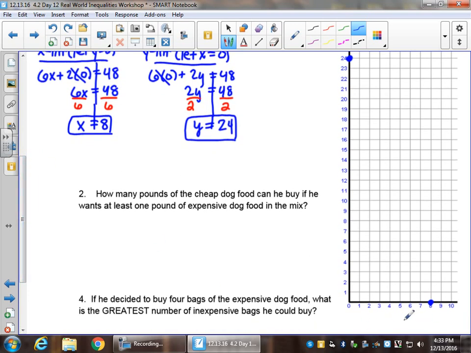I'm not given a label, so go look. How did you define X? What does X actually represent? X, for me, was the number of bags of expensive food.